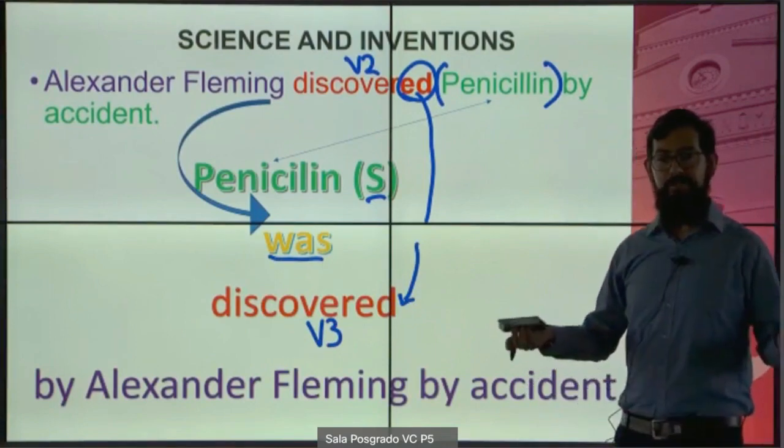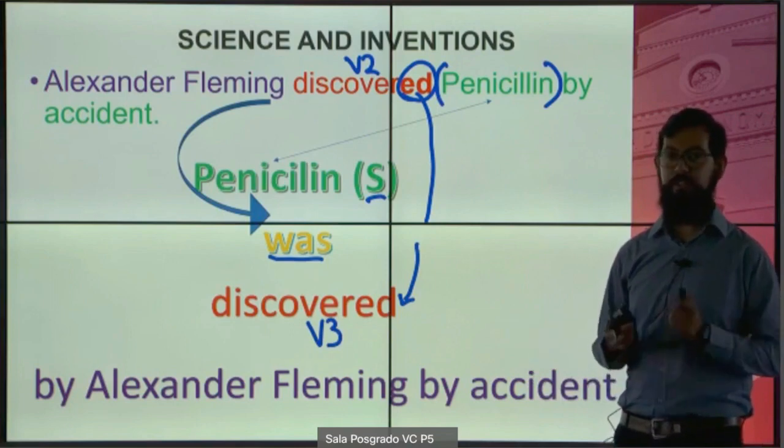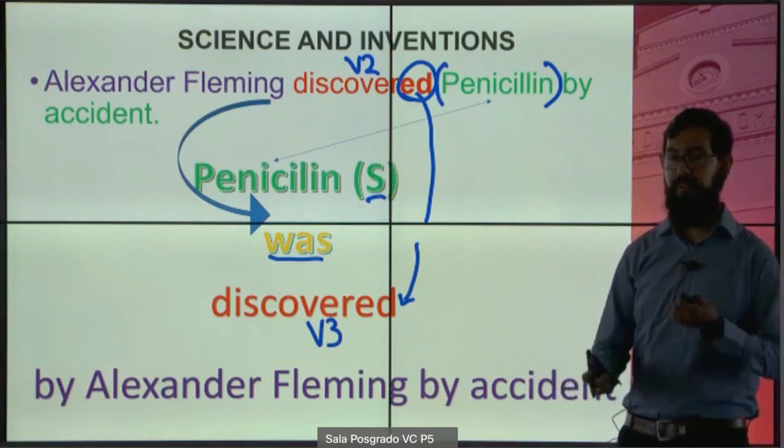Okay, so what do you think? You don't have to fear passive voice. Passive voice is not difficult. It has a lot of logic. It is very logical.